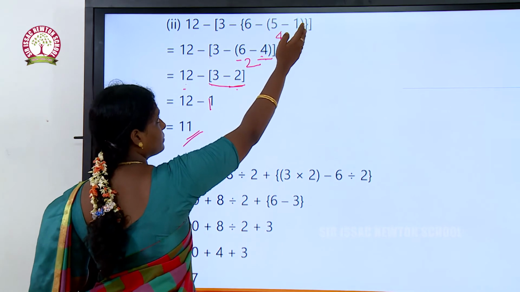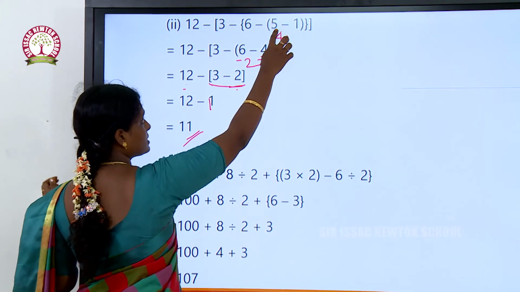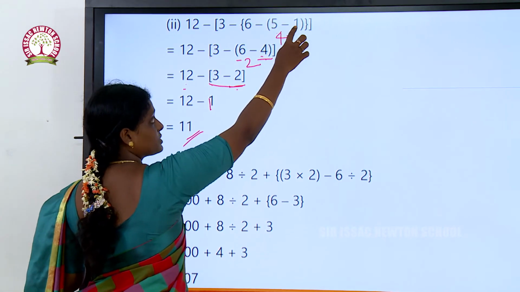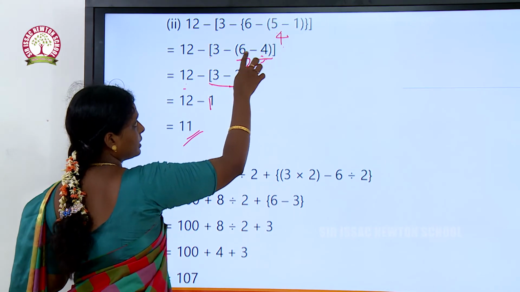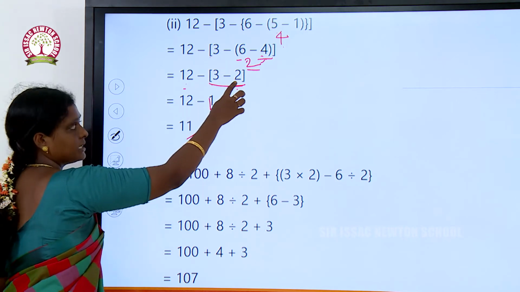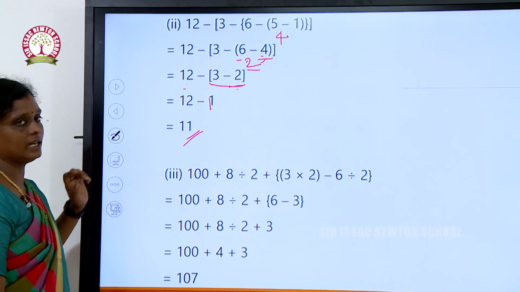So from the last brackets you have to subtract the numbers. So in the first bracket we are having 5 minus 1 which is 4, and then 6 minus 4 which we get 2. So you have to subtract 3 minus 2, at last 12 minus 1 which is 11.